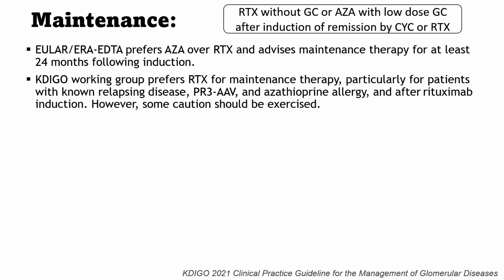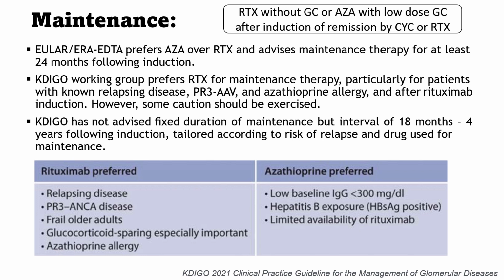However, some caution should be exercised. KDIGO has not advised a fixed duration of maintenance, but an interval of 18 months to 4 years following induction, tailored according to the risk of relapse and the drug used for maintenance. In some patients, you can prefer rituximab: a patient with relapsing disease, a patient with PR3 ANCA. If you want to use a glucocorticoid-sparing drug, or if the patient is very frail and old, you can prefer rituximab.